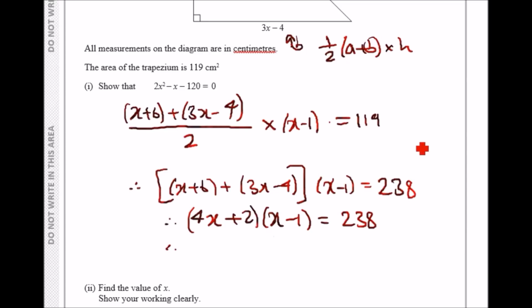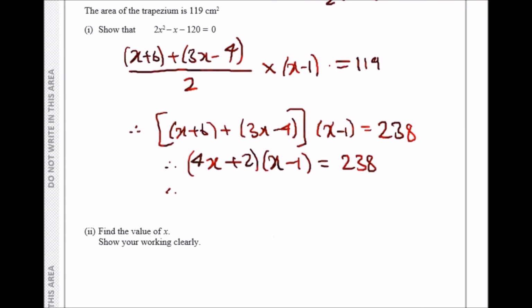Now finally, expanding this, we should get a similar term, and then we'll probably need to halve it to get 2x squared. So let's do it quickly. Expand this completely. 4x times x gives us 4x squared. Then 4x times minus 1 is minus 4x. So minus 4x plus 2x is minus 2x. 2 times minus 1 is minus 2, and this equals 238.